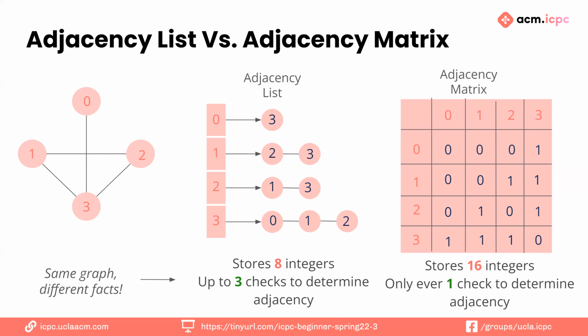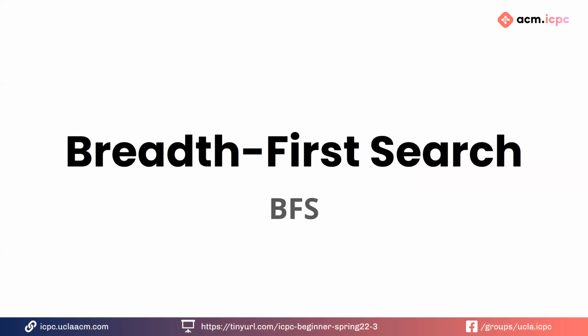So for example, for this graph, the adjacency list only stores 8 integers, but the adjacency matrix has to store 16, regardless of what the graph looks like. All right, any questions so far?